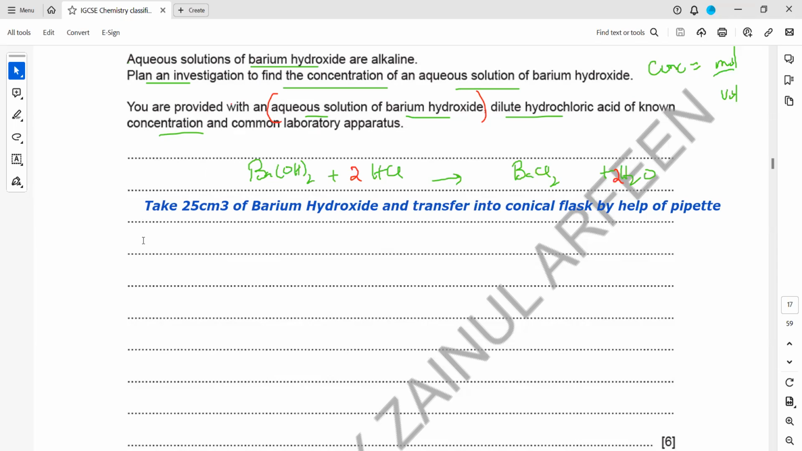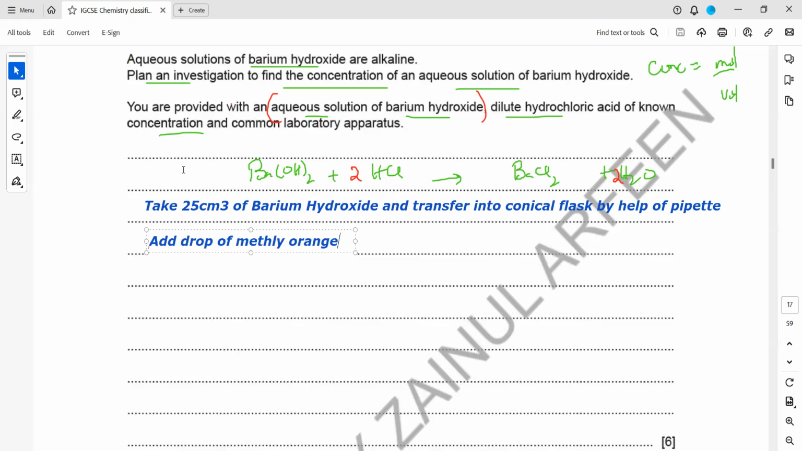Then we'll add drops of indicator. You should always name the indicator. You cannot just say add indicator. You can mention add methyl orange, add phenolphthalein. But universal indicator is not used for titration purposes, the reason being that universal indicator shows a color transition. That's why we will mention, for example, add drops of phenolphthalein, or add drops of methyl orange.